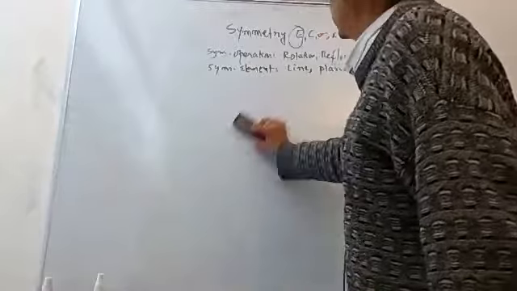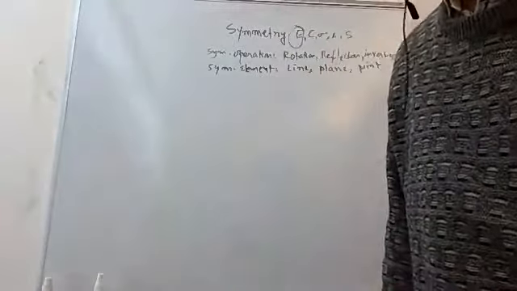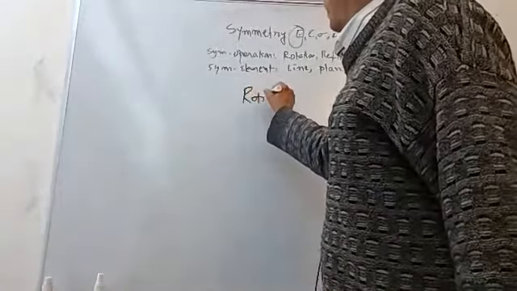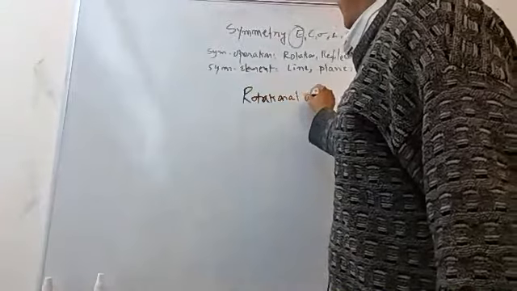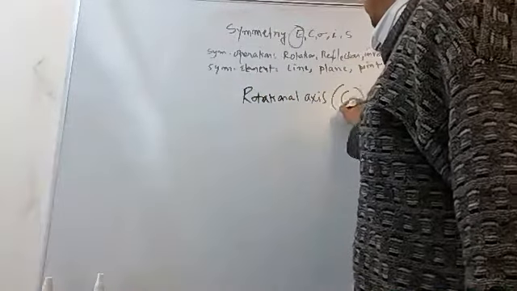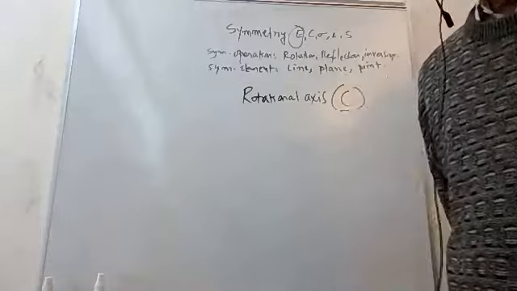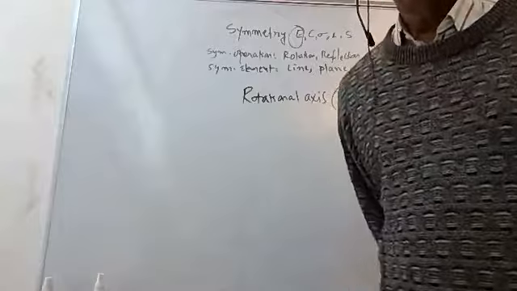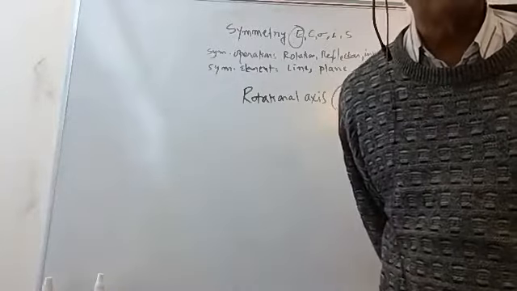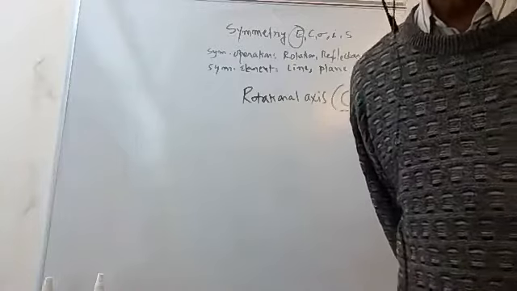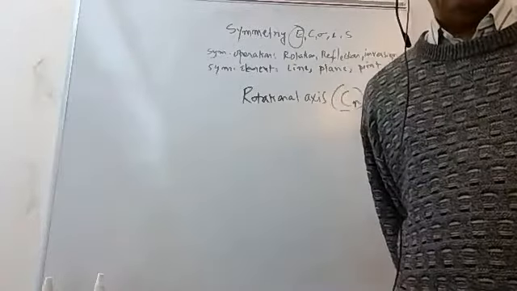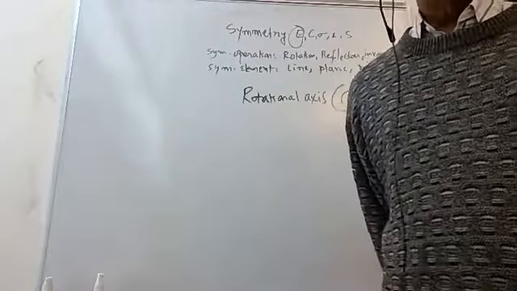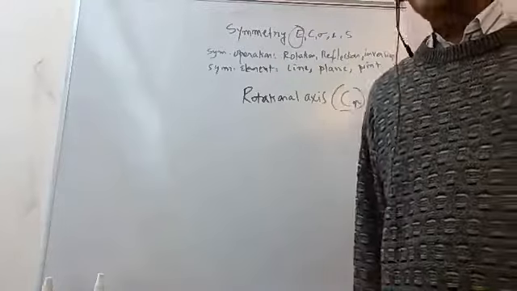The next one we need to understand is what we call the rotational axis of symmetry. The rotational axis is designated by the letter C with a subscript n, C sub n. n can be 1, 2, 3, 4. n cannot be a fraction. n cannot be a negative number. Those are the rules. So some molecules have C1, some molecules have C2, C3. So what exactly is the n?